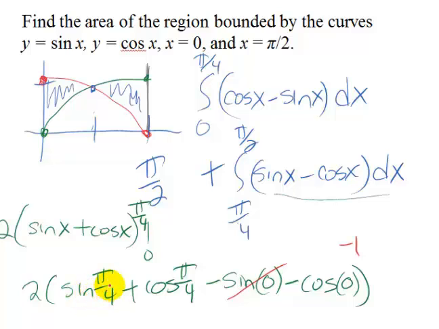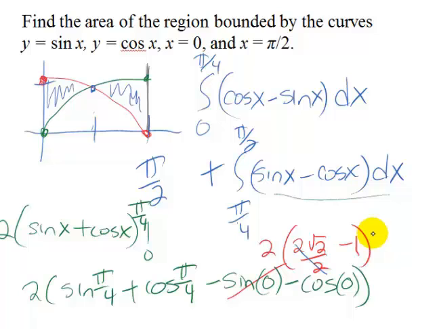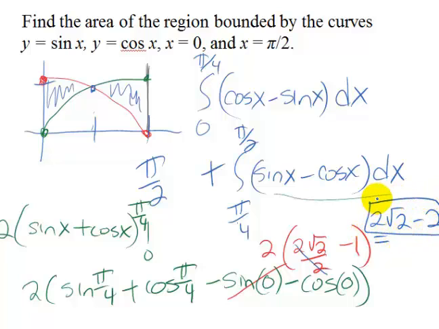Both sine of pi over 4 and cosine of pi over 4 are square root 2 over 2, so we'll have 2 square root 2 over 2, and then we still have the 2 out in front. So it looks like our final answer is going to be 2 square roots of 2 minus 2 for this shaded region.